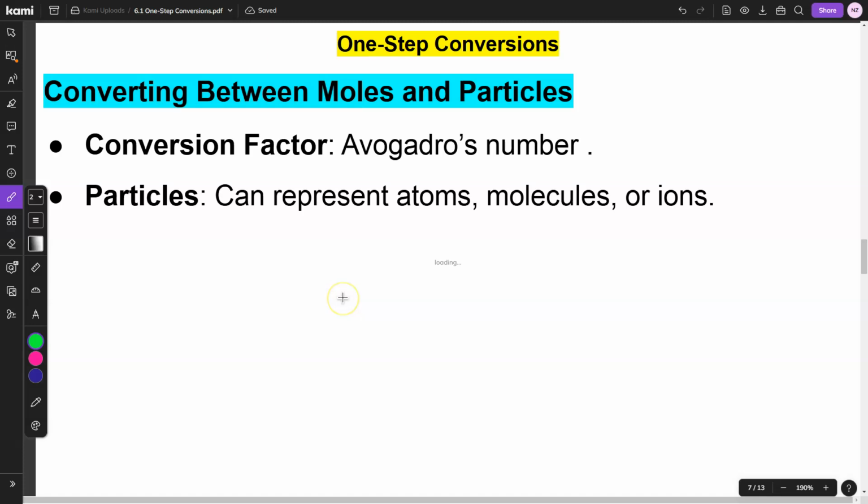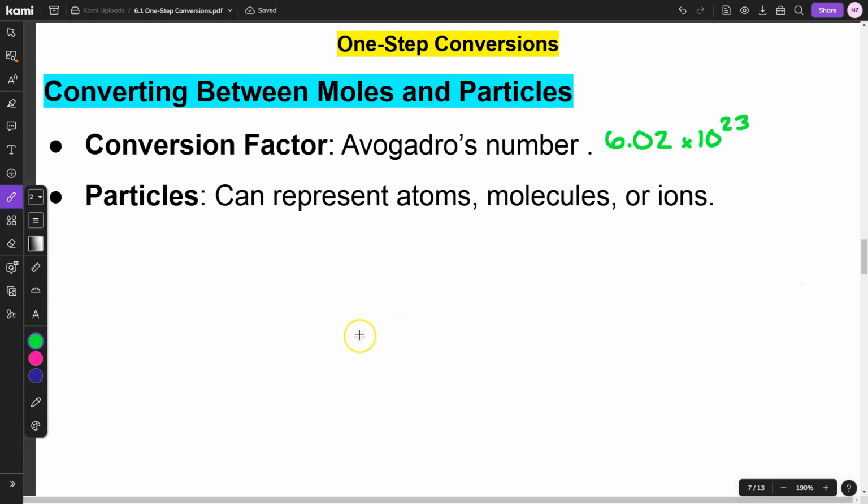All right, now let's move on to particles. So going between moles and particles. If you remember, Avogadro's number is 6.02 times 10 to the 23rd. That's going to be our conversion factor. So in 1 mole, you have that many atoms or molecules or whatever. A mole is just 6.02 times 10 to the 23rd.